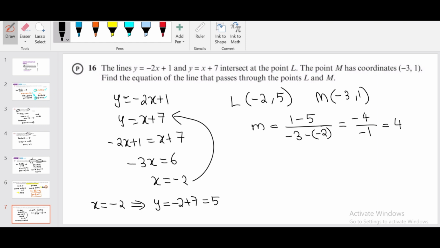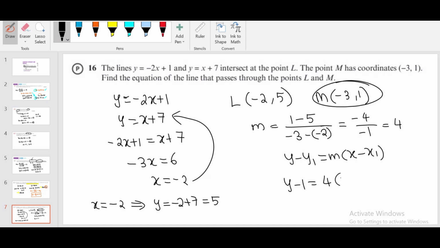And just use one of the points as x1, y1. The equation is y minus y1 is slope times x minus x1. I'm going to use the point minus 3, 1. Y minus 1 is slope times x minus of minus 3. Open the bracket, you will get 4x plus 12. Minus 1 goes to the other side, becomes plus 1. 4x plus 13 is the equation. That's all.